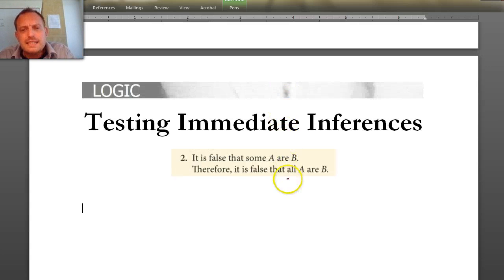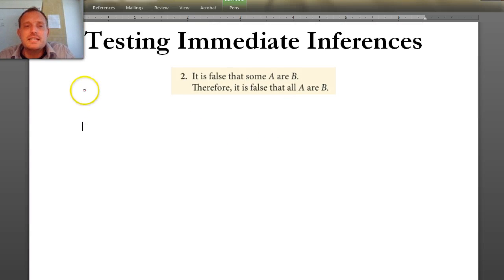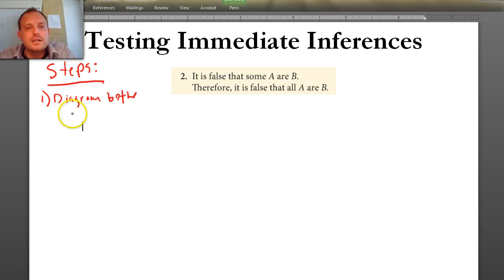Okay, testing immediate inferences. How do we test an immediate inference? Okay, here are the steps you're going to take. The basic steps to test the immediate inference using the Venn diagrams from the traditional perspective. 1, you're going to diagram both the premise and the conclusion. Okay.